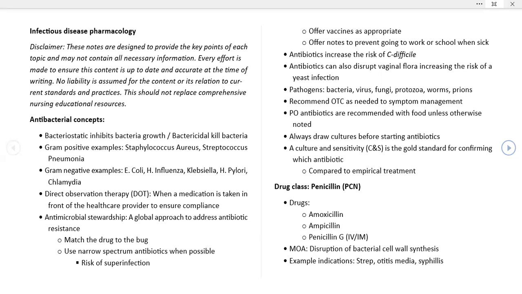When we do give broad spectrum antibiotics, and we'll talk more about that as we go through the different antibiotics, when we give a broad spectrum one, we are increasing the risk of developing a superinfection, or I have seen some textbooks write it as suprainfection, just to give you a heads up on that.